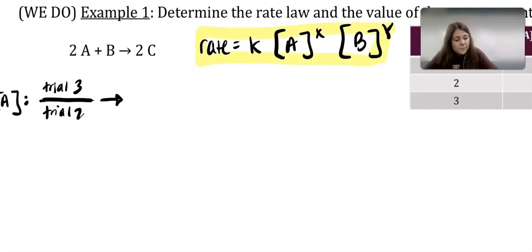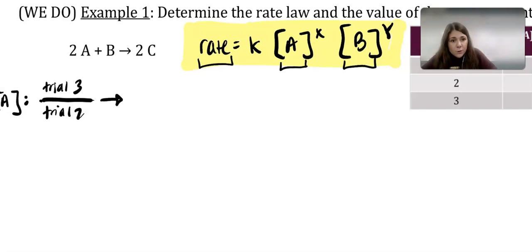expression right here and you're going to fill in the stuff you know from that row, that trial. So if you notice, based off that data table, you will know rate, you will know the concentration value of A, and you will know the concentration of B. We will not know K, X, and Y.